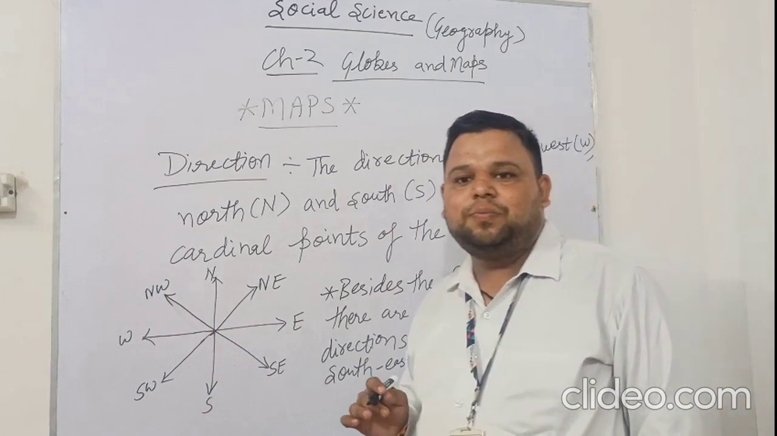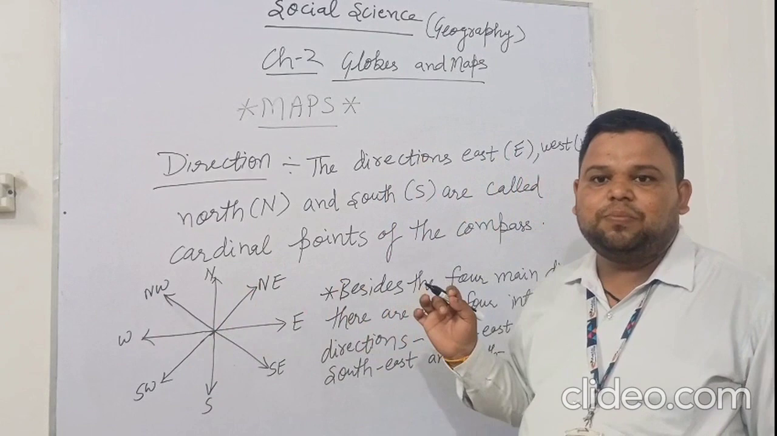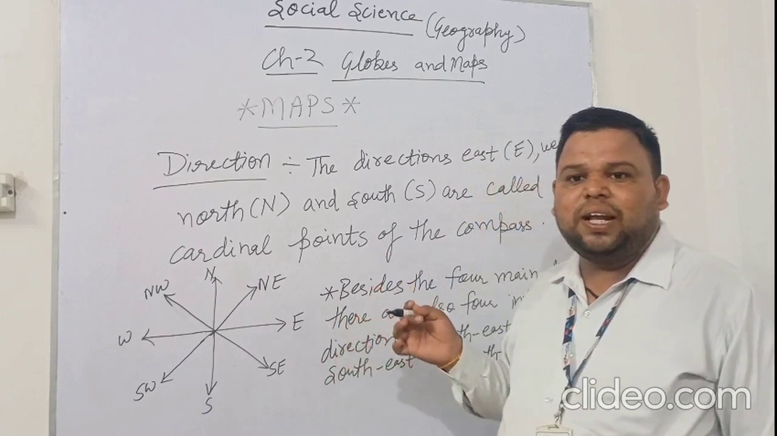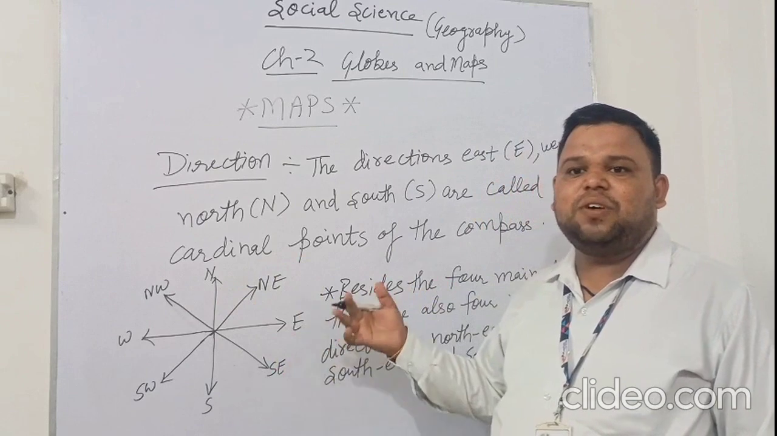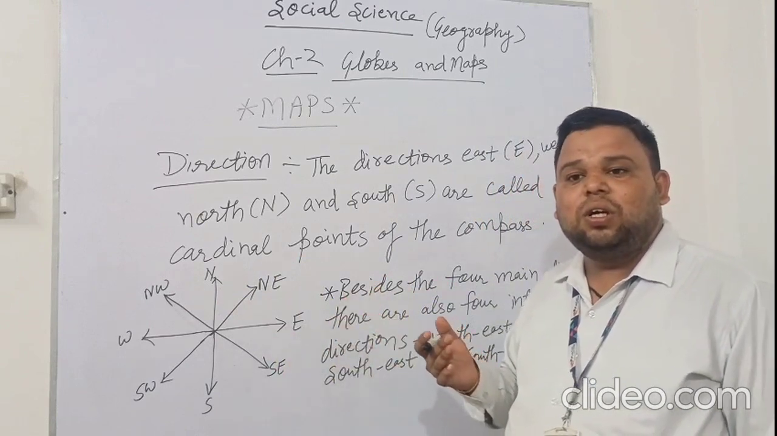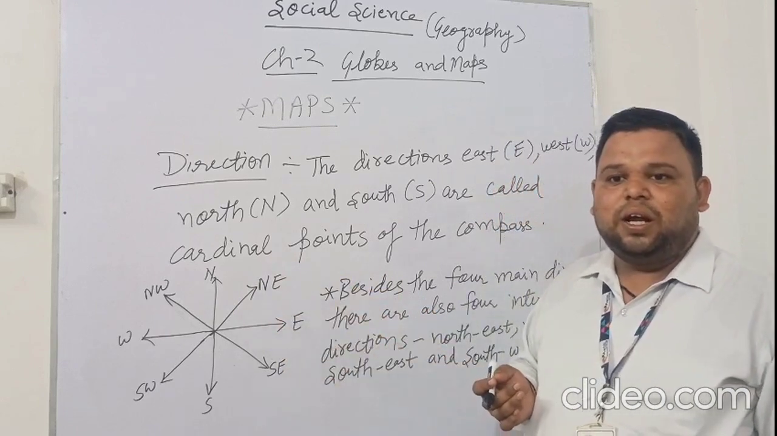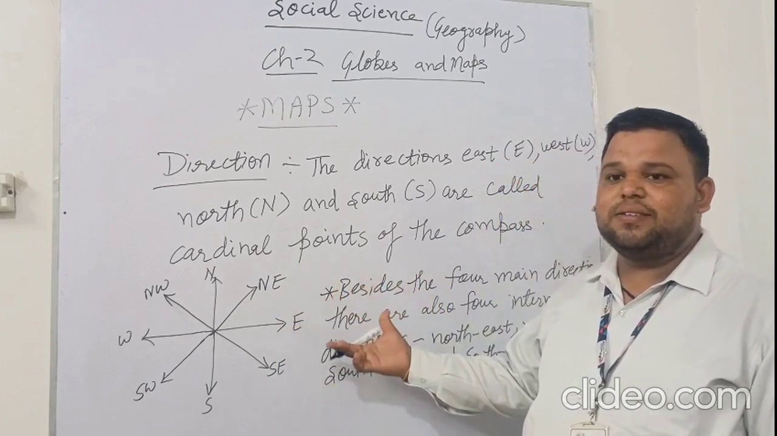This is called the north line, and it is a point in the north direction. If there is no north line, we assume that the top of the map is north. Once we know where north is, it is easy to find the other directions, east, west, and south. The intermediate directions help us to locate places more precisely.